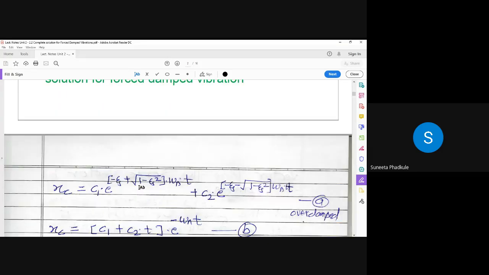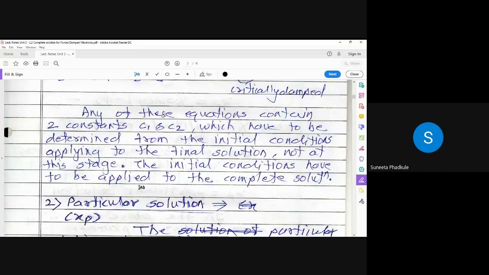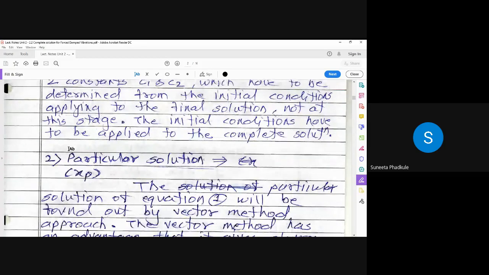In the earlier lecture, we studied the complementary solution. We got the equation of motion for forced vibration: m x double dot plus c x dot plus k x is equal to F0 sine omega t. This equation is a non-homogeneous second order differential equation, so it consists of two parts of the solution. The first part is the complementary function, which we have already covered.